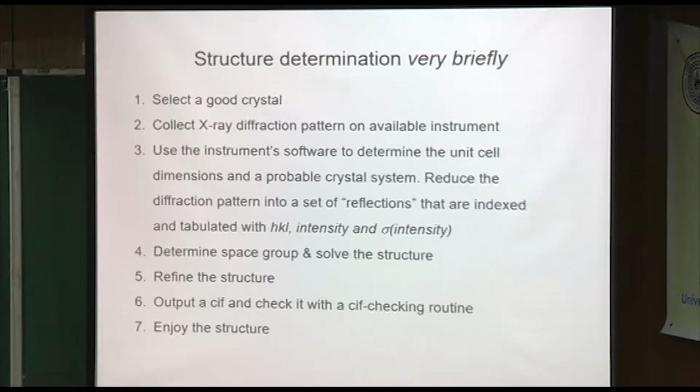So then the pattern's collected, and the software is used again to, what we say, reduce or integrate the data. And at that point, you usually have a unit cell. You can determine the unit cell crystal system based on the geometry. Then the output of that is HKL, intensity, and sigma intensity, after you've done the absorption correction. So then you determine the space group, usually running a program like XPrep or a similar program.